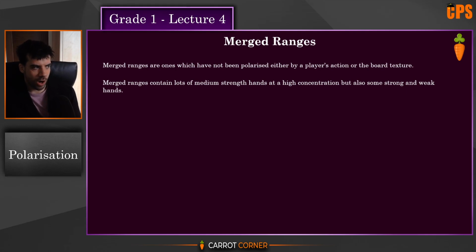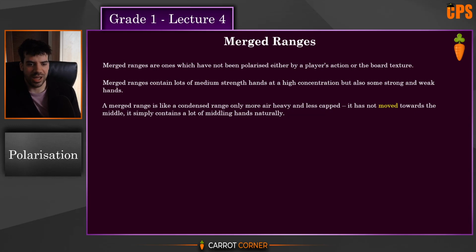Condensed ranges are merged ranges, but merged ranges aren't always condensed. So a merged range is like a condensed range, only more air heavy and less capped. It maybe hasn't moved towards the middle. It might just still contain middling hands naturally. So when we land on the flop and we've not yet bet, we have a merged range. We have the opportunity to bet to polarize our range, but as of yet we have a merged range. We don't have a condensed range either, because that only happens after we take a more passive action than we could have taken, after we check.